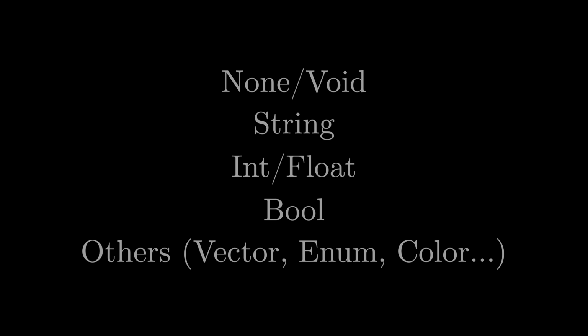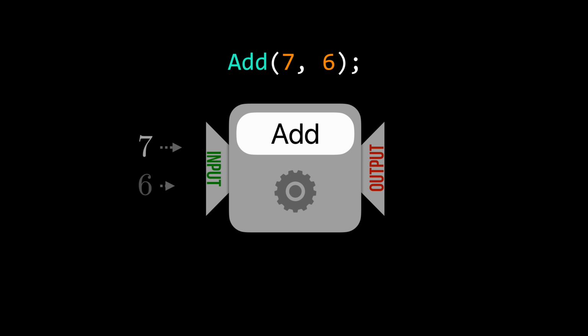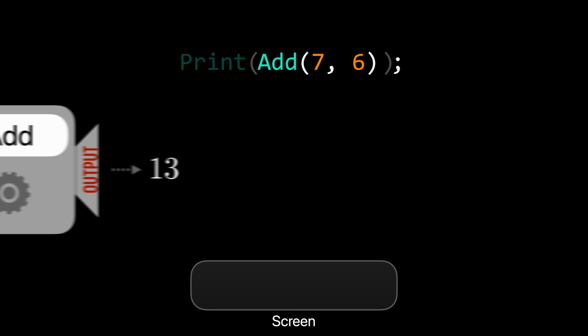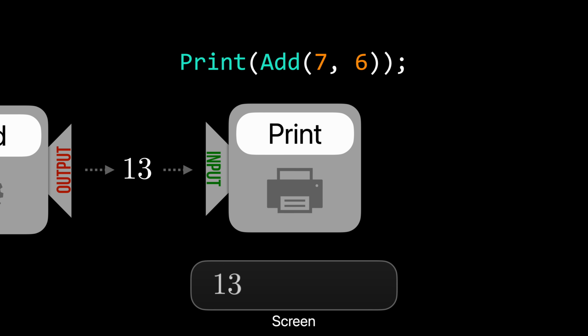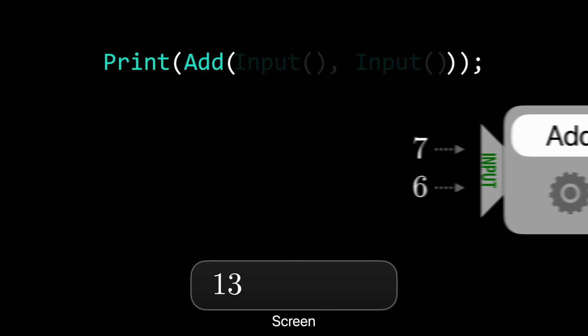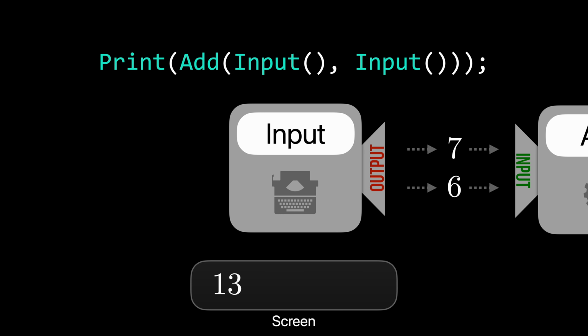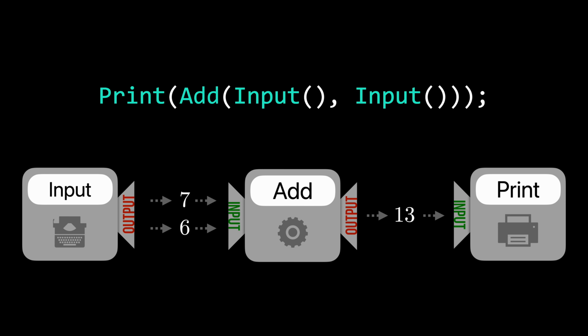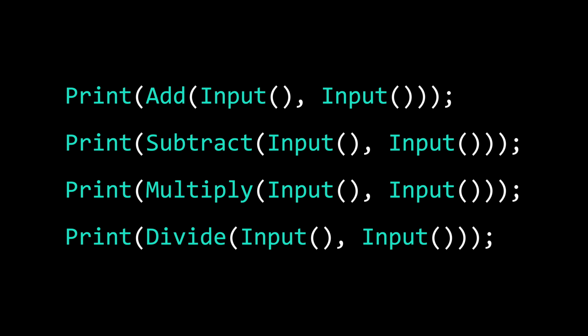Let's apply our knowledge to build a simple calculator app. First, let's use an add function to sum up two numbers. To show the result on the screen, we use the print function, passing the add function's return as its parameter. To get the user's input, we use an input function, which waits for keyboard input and has no parameters since the input comes from the user. Features like subtraction, multiplication, and division work similarly, just swap the core function.